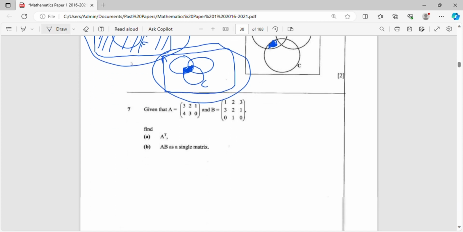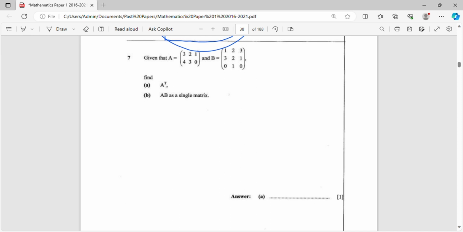We move on to the next question, which is on matrices. We've been given two matrices, matrix A and matrix B. The first question says find A transpose, the transpose of matrix A. So how do we transpose a matrix? We just change the columns to be the rows and the rows to be the columns. So if this matrix is a 2 by 3, it will be a 3 by 2. So we're just changing the rows to be the columns.